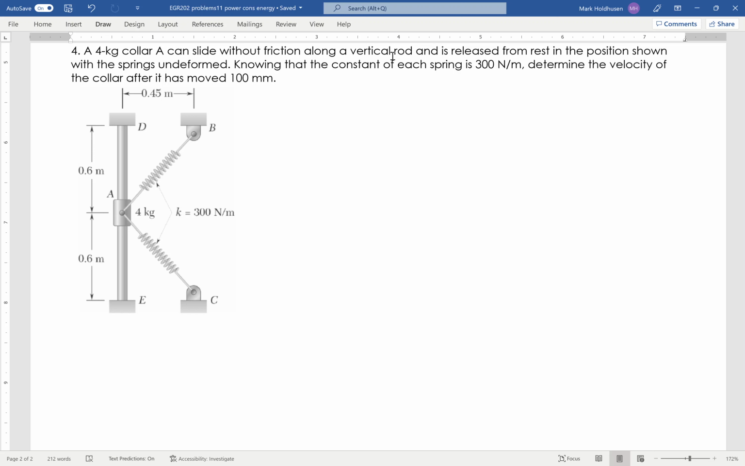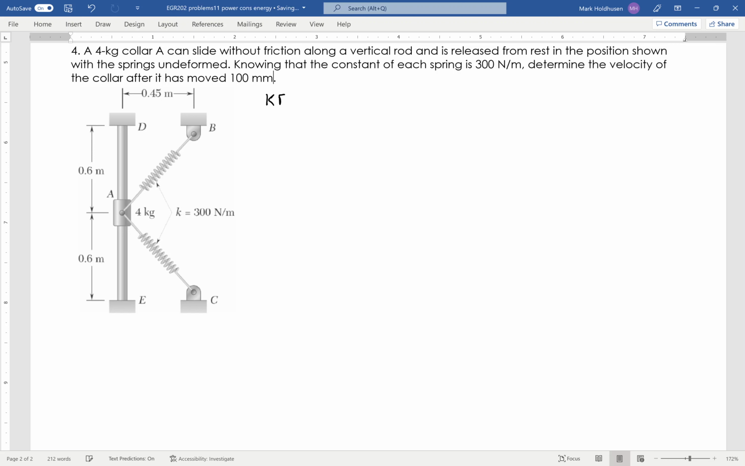So here's the deal. I'm trying to find velocity at a specific position. Velocity and position, I use work energy. The only things doing work here are gravity and springs, right? Gravity's pulling it down, springs are keeping it in position. Friction, it specifically says, is not there. It slides without friction. So if I only have gravity and springs, I can use conservation of energy.